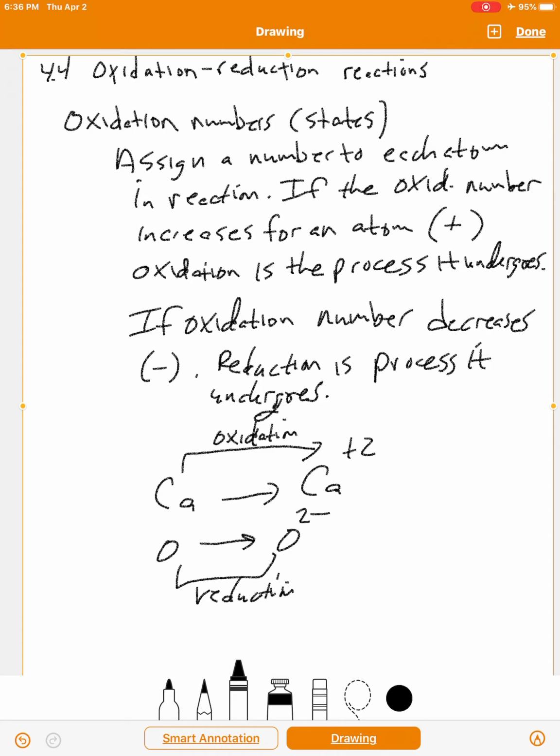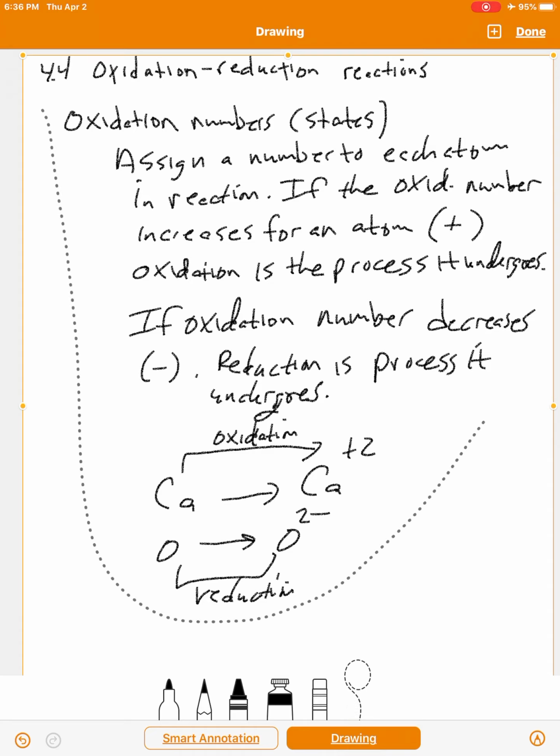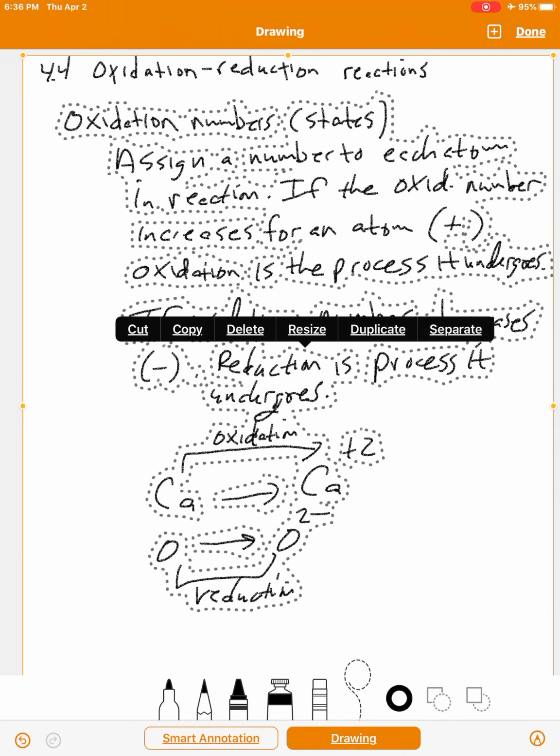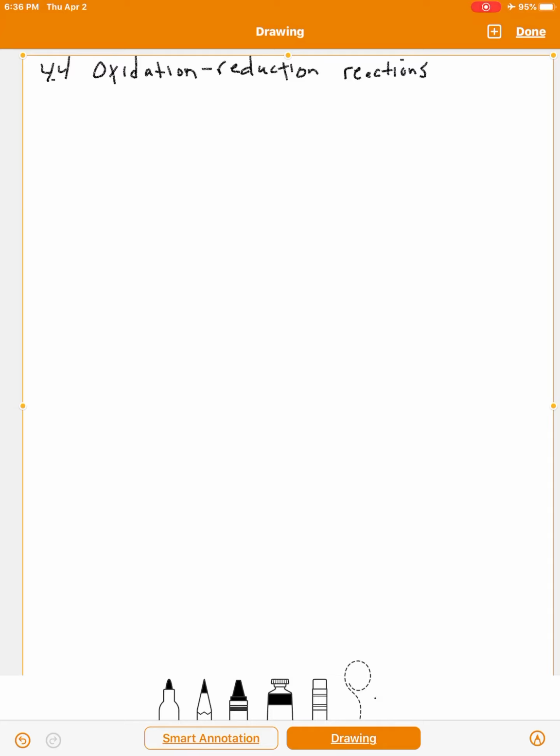Okay. So oxidation numbers. Now the way we do this is we try to keep oxidation numbers as close as we can to being like charges. So if you have an ion with a charge of +2, generally the charge is equal to the oxidation state in many cases. Not always, but in many cases. So let's take a look at how we do this.